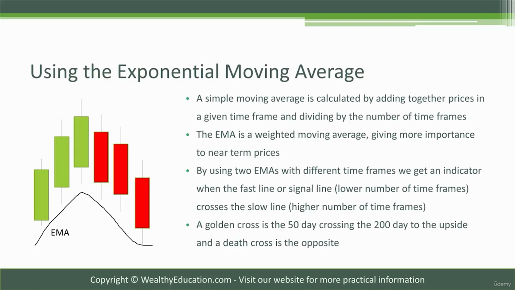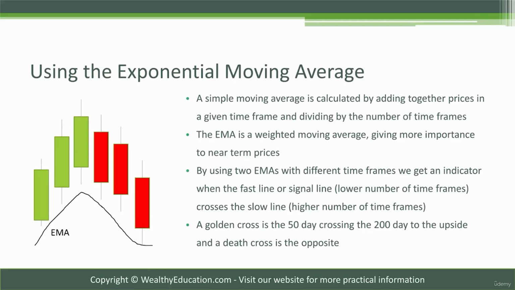We can use an EMA as a support or resistance indicator, or we can use two EMAs with different time frames to get an indicator that will give us a buy and sell signal. And I'll show that to you on a chart in just a moment, but we'll have a fast line, which will be represented by the lower number of time frames, and we'll have a slow line, which will be represented by a higher number of time frames.